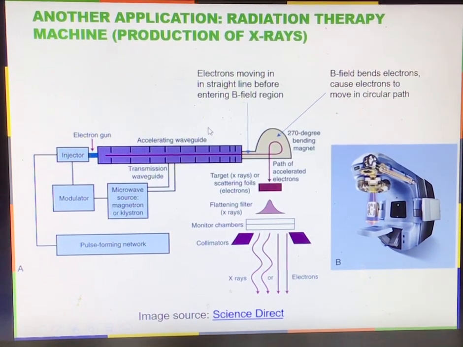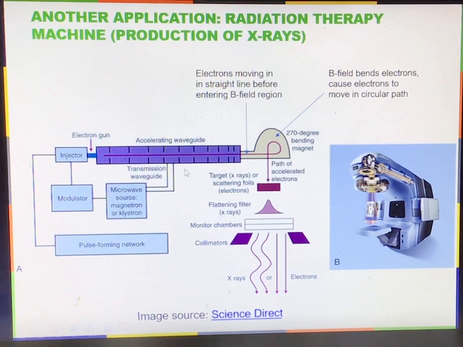So this is a very important application of magnetism in the production of X-rays in the hospital. Again, the electron is moving in the X direction on a straight line. Once it gets into this region that contains a magnetic field, it's going to move in a circle. So you change the direction of the electrons, and then finally the electrons will get to this target right here.